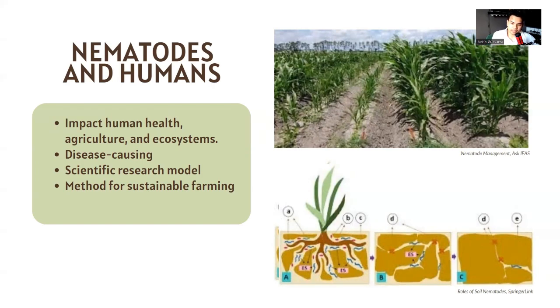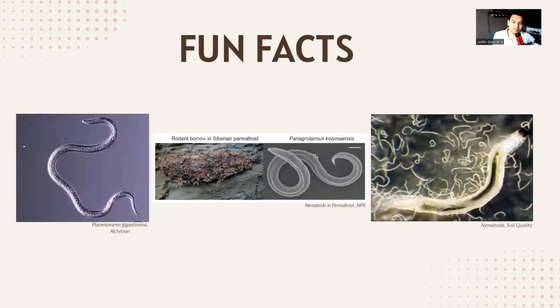So while some nematodes can grow several meters long, like the Placentonema gigantissima, which grows up to 8.4 meters long, many species are microscopic, measuring only a fraction of a millimeter in length, which is the rightmost photo. And certain nematode species can enter a state of cryptobiosis, where they suspend their metabolism and survive extreme conditions such as drought, freezing temperatures, and high levels of radiation. In the middle photo there, we see an example of a nematode surviving 46,000 years in permafrost.